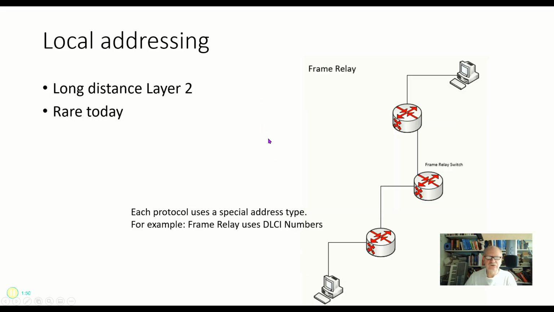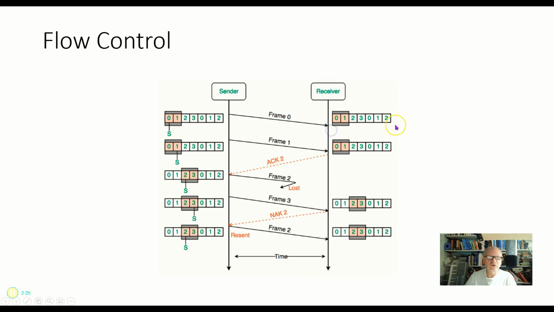Now, there is some long distance layer two. It's kind of rare today, but we have had it in the past. Here's one example, frame relays. So I've got some routers that have been turned into switches. They've been turned into frame relay switches. And so now cross country here, I can talk to another device. And I don't use MAC addresses. I use something in this case called DLCI numbers. There are different address types for different protocols, but we're really not going to spend any time here on talking about these long distance protocols. We will come back to them a little bit near the end of the course.